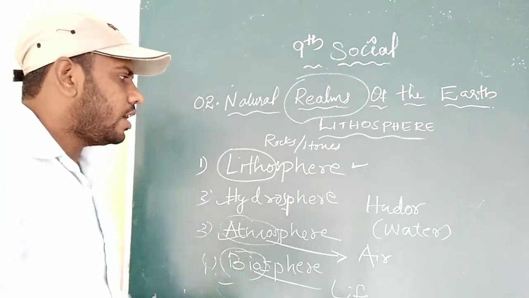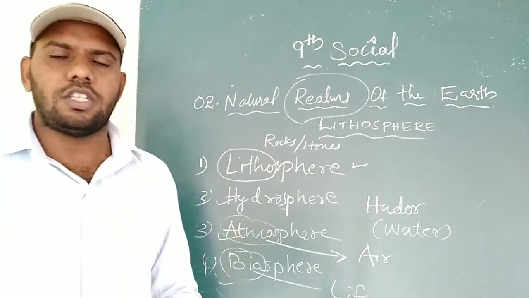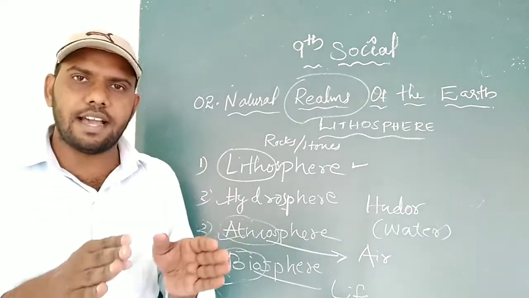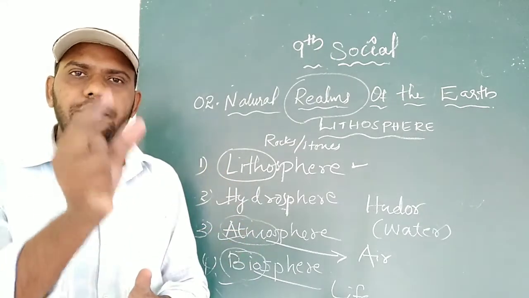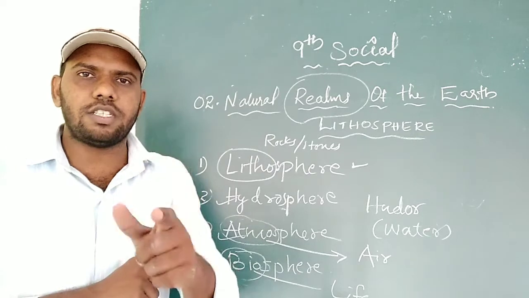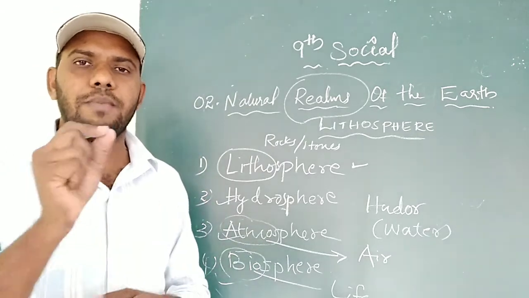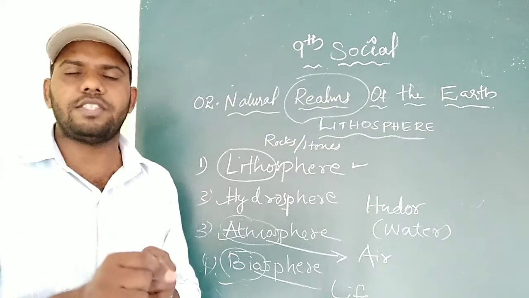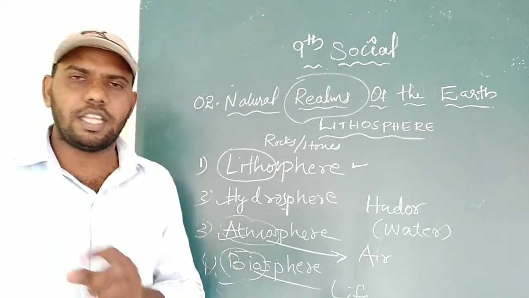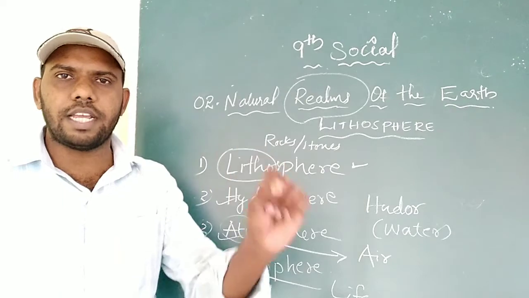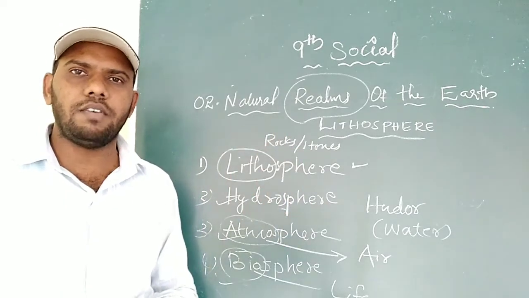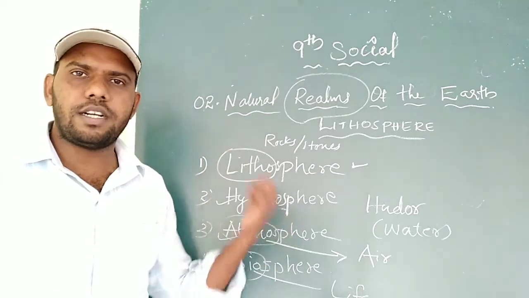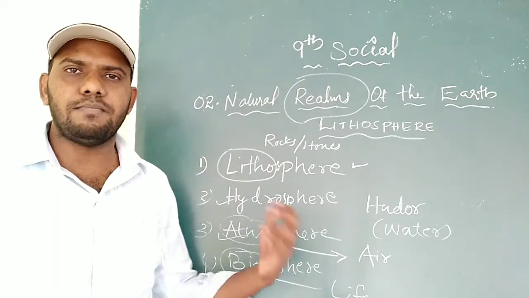These are the four realms of the earth. First we understood what we mean by realms. Realms are the areas which have some common features. You have to write that in the classwork also. What do you mean by realms, and what are they? They are the lithosphere, hydrosphere, atmosphere and biosphere.